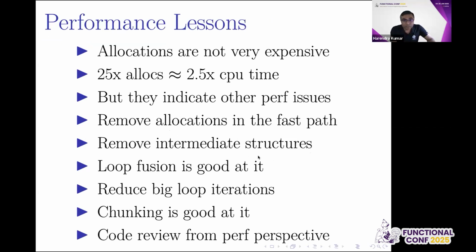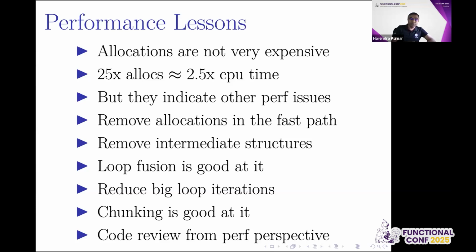Now, performance lessons. Allocations in Haskell are not very expensive. The reduction in allocations was 25x, though CPU time got reduced by around 2.5x between the first version and the final version. But they definitely indicate other perf issues in the program.